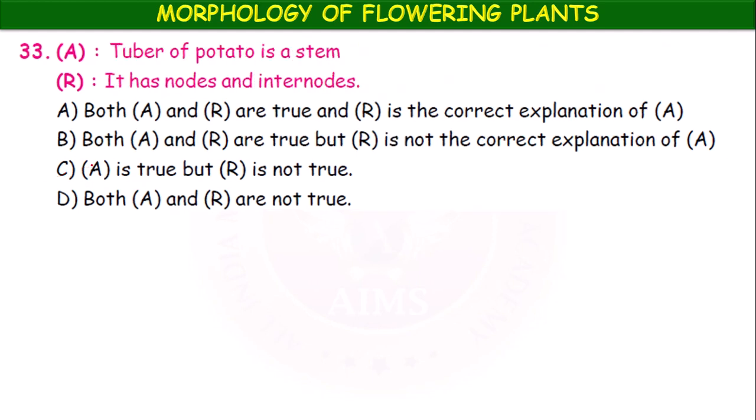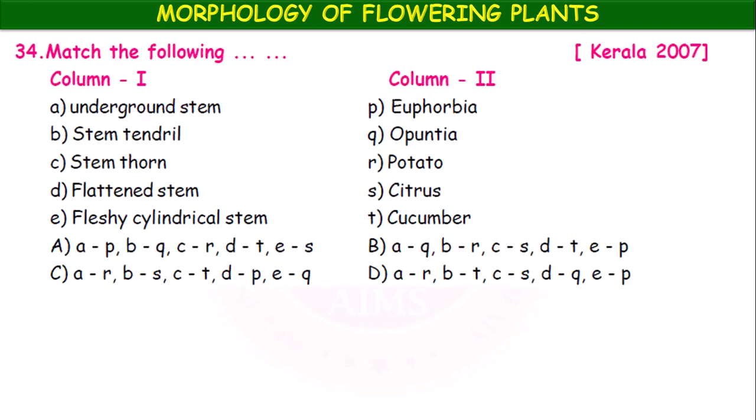Assertion: Tuber of potato is a stem. Reason: It has nodes and internodes. Absolutely. Okay, stem consists of nodes and internodes. So potato is a stem. It contains nodes and internodes. Yes, both assertion and reason are correct, and the reason is the correct explanation of assertion.